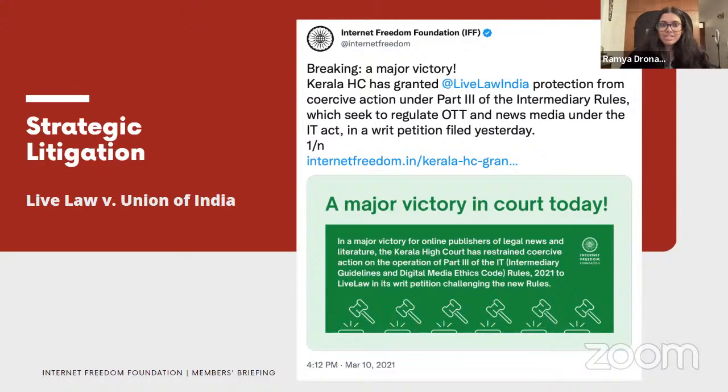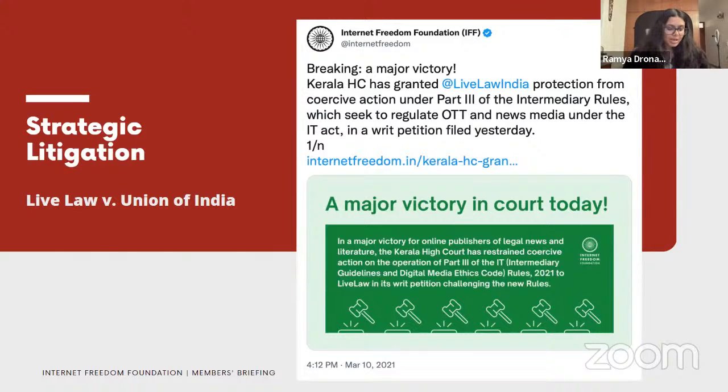But finally, another argument is that, coming back to what I spoke earlier, the IT Act does not govern digital news media. Nowhere in the IT Act does the word digital news media come up. So through these rules, they're trying to get publishers like LiveLaw into its ambit, right? So these arguments are still ongoing and pending before the Kerala High Court. But while this was pending, as you can see on the slide, we were successful in obtaining protections for LiveLaw. The Kerala High Court was pleased to direct the government to not take any coercive action against LiveLaw for not complying with part 3 of the IT rules till the pendency of the case.